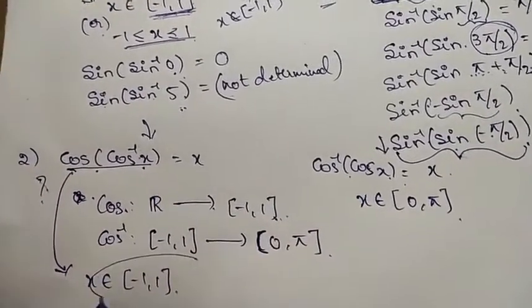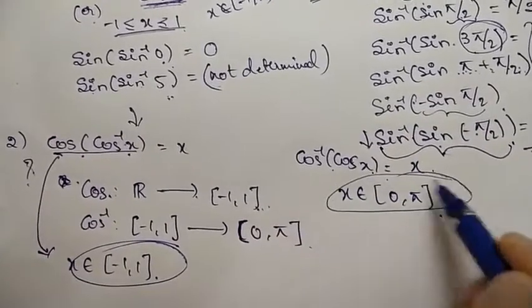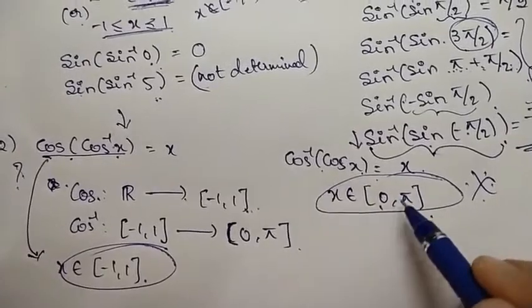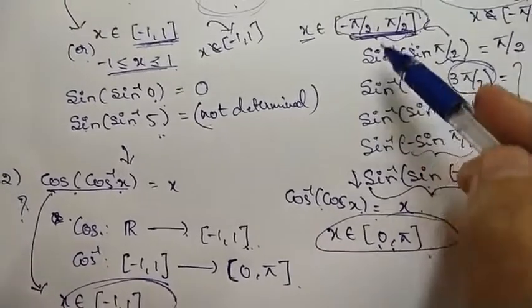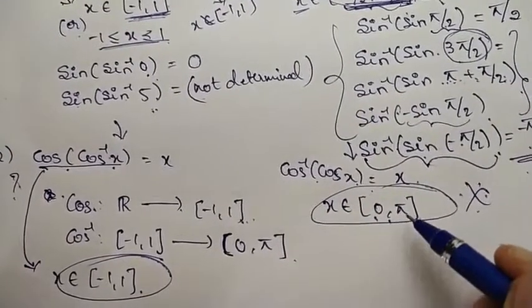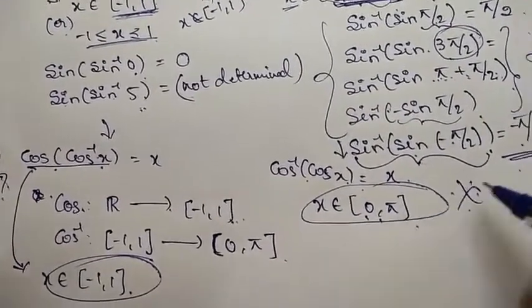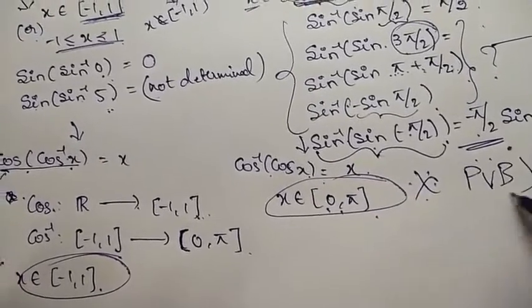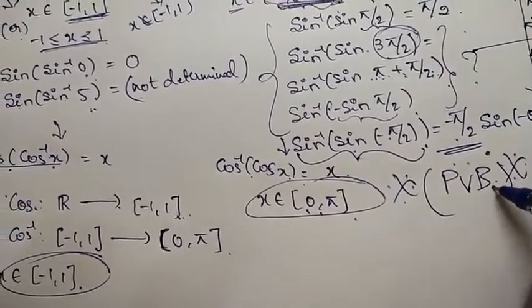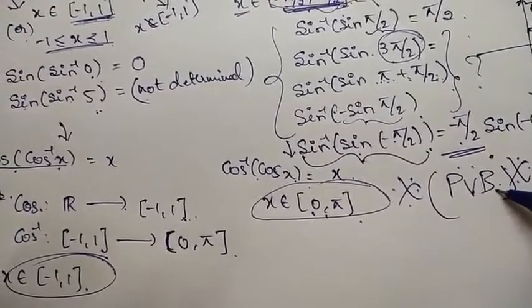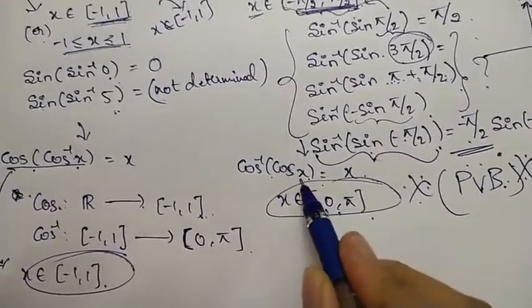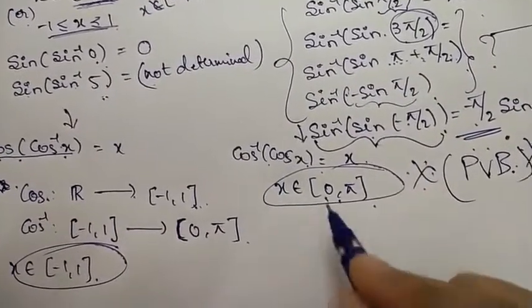So remember, while writing cos of cos inverse of x, where this x belongs is very important. You must know where x belongs. Without knowing this, you can't solve these problems at all. That's why this matters a lot. To know this, you must know the principal value branch of each and every function. That's why I mentioned that the principal value branch of each inverse trigonometric function is very important. So cos inverse of cos x is going to belong here.